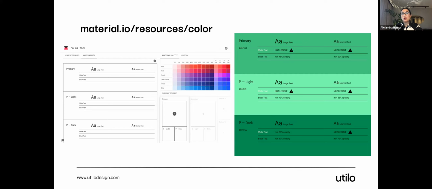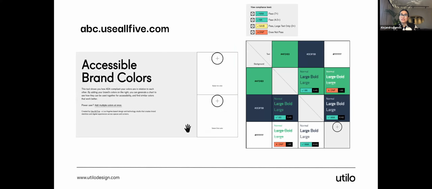I use it quite often to test, but we also have to follow the guides from the Web Content Accessibility Guidelines. So I use this tool called Accessible Brand Colors. Here it's interesting because they give you the background versus text, and they show you the compliance level. So you can already see if the colors that you choose are accessible or not. And if they are not, you might want to rethink your color schemes.